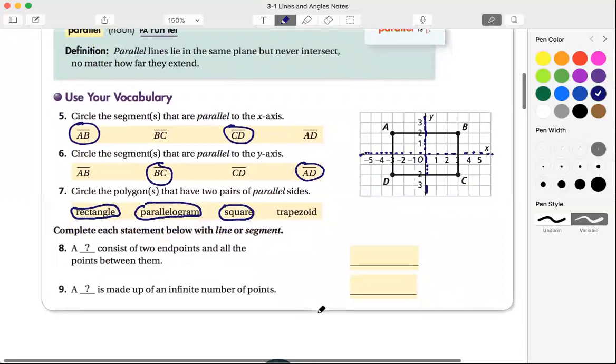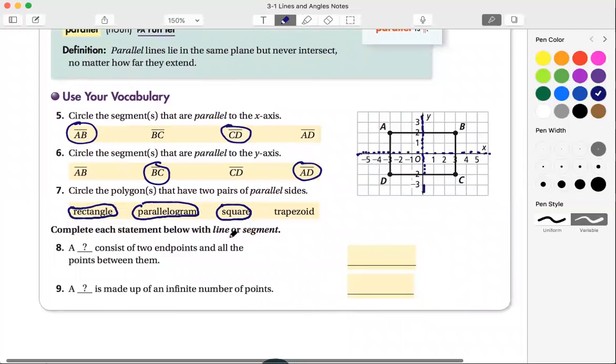All right, so let's complete each statement with line or segment. A blank consists of 2 endpoints and all the points in between them. Well, a segment consists of 2 endpoints and all the points in between those endpoints. Remember, segments end. A line is made up of an infinite number of points. A line extends in both directions forever and ever, and is made up of an infinite number of points.